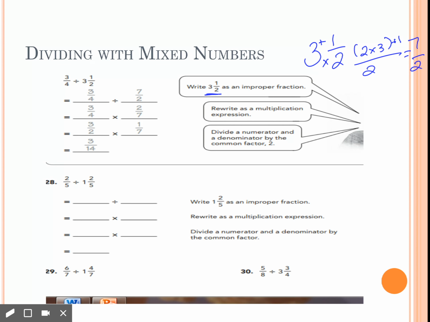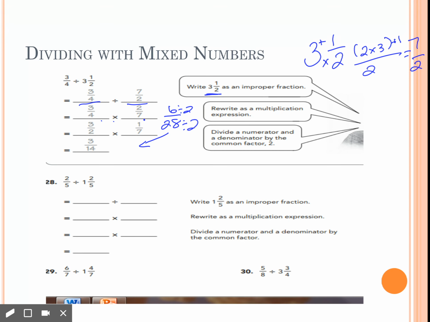So now I have 3/4 times 7/2. I'm sorry, divided by 7/2. Then I do keep flip change. 3/4 times 2/7. And I would have just multiplied straight across to get 6 over 28. And then simplify that down to 3/14 by dividing by 2.